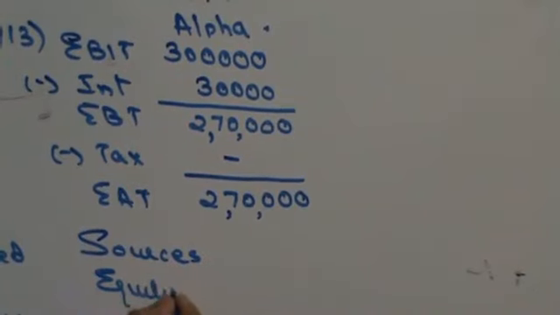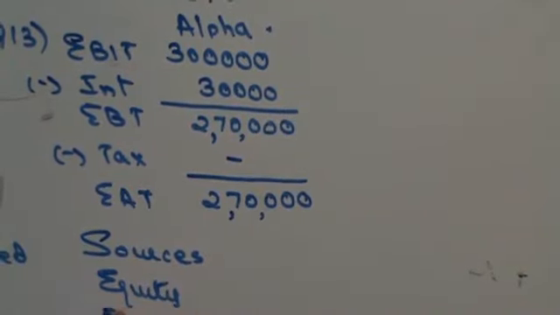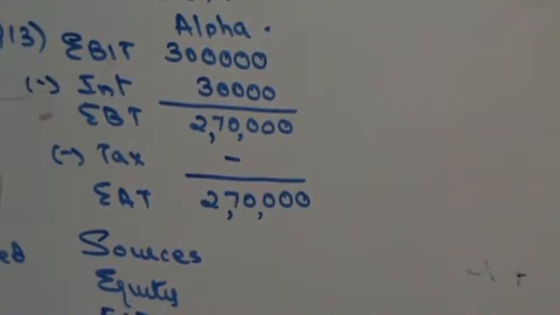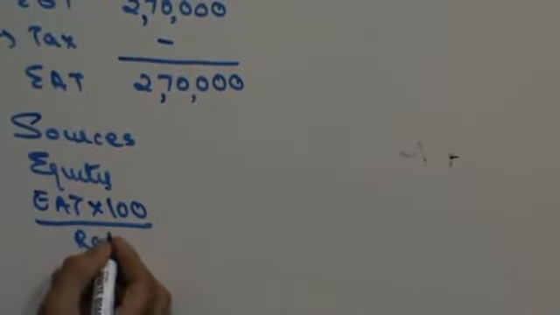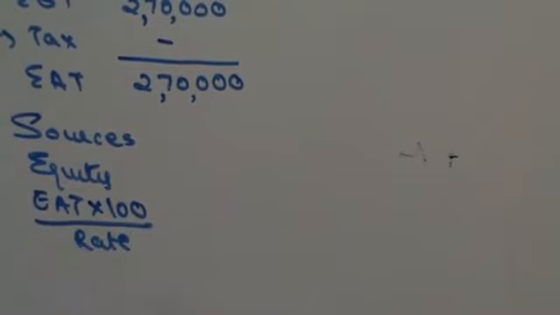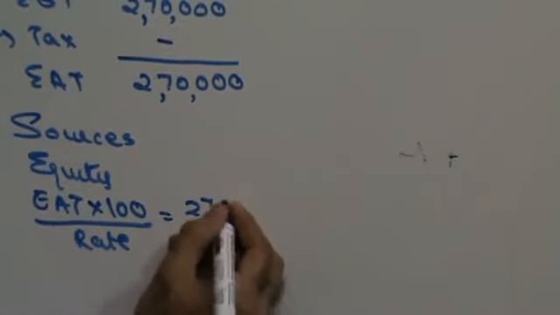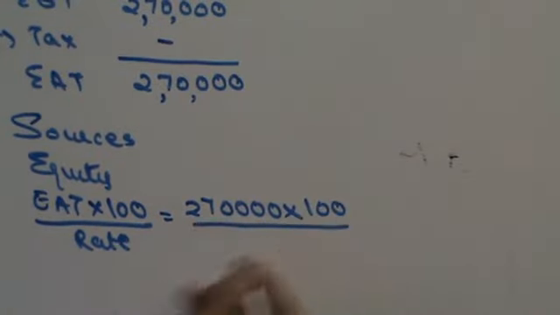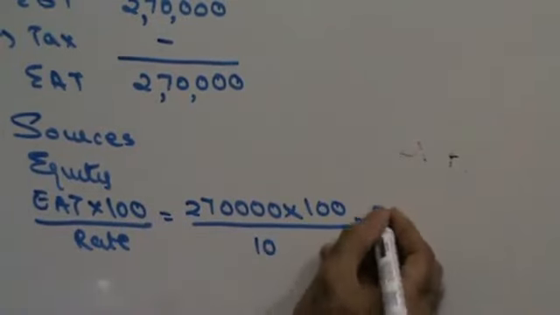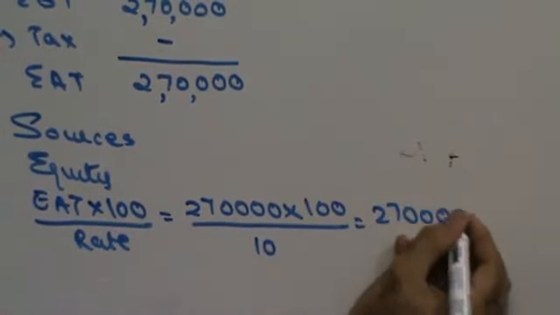Once you have this, then you can find out your equity share capital sources. How will you find out your equity share capital? That's EAT into 100 divided by the equity capitalization rate, right? So your EAT is 2,70,000 into 100 and your equity capitalization rate for Alpha is 10%. So your amount will be 27 lakhs.